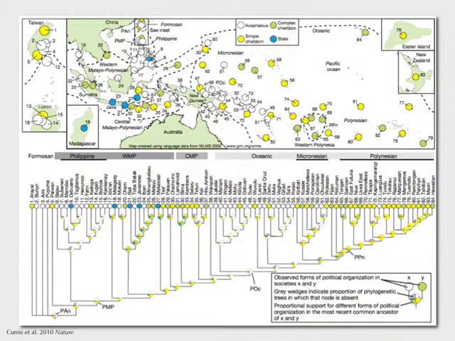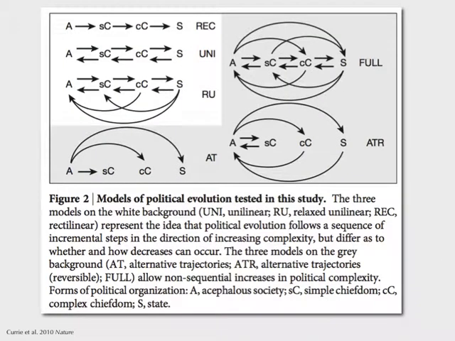And so what they did in this study, let's look at your question of, is this in order? Do we have going from acephalous to simple chiefdom to complex chiefdom to state? Or do we go from no chiefs to having a complex state system, and back? We can go one step each way, then always collapse back one. Right, so there's a lot of complex models here. How can we test them?